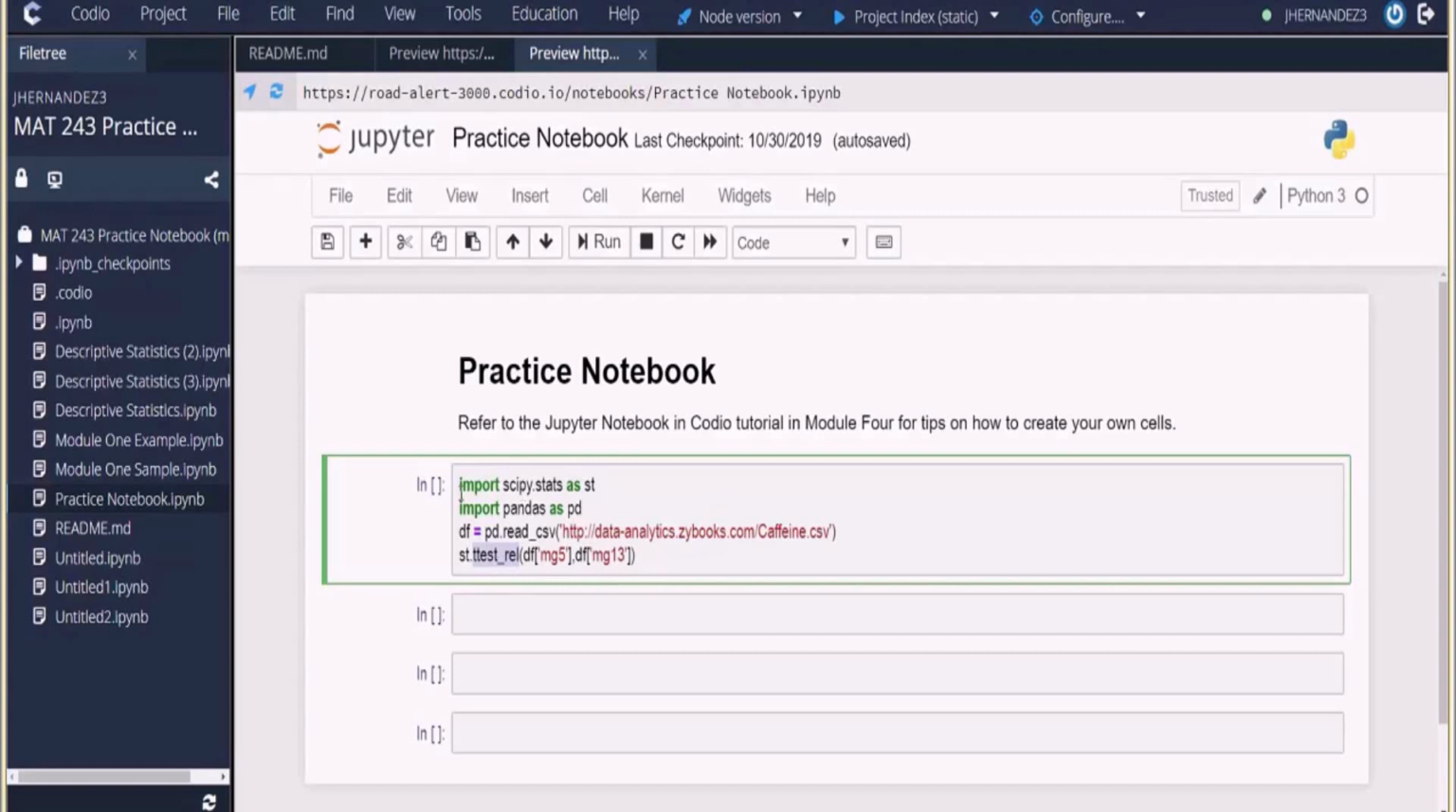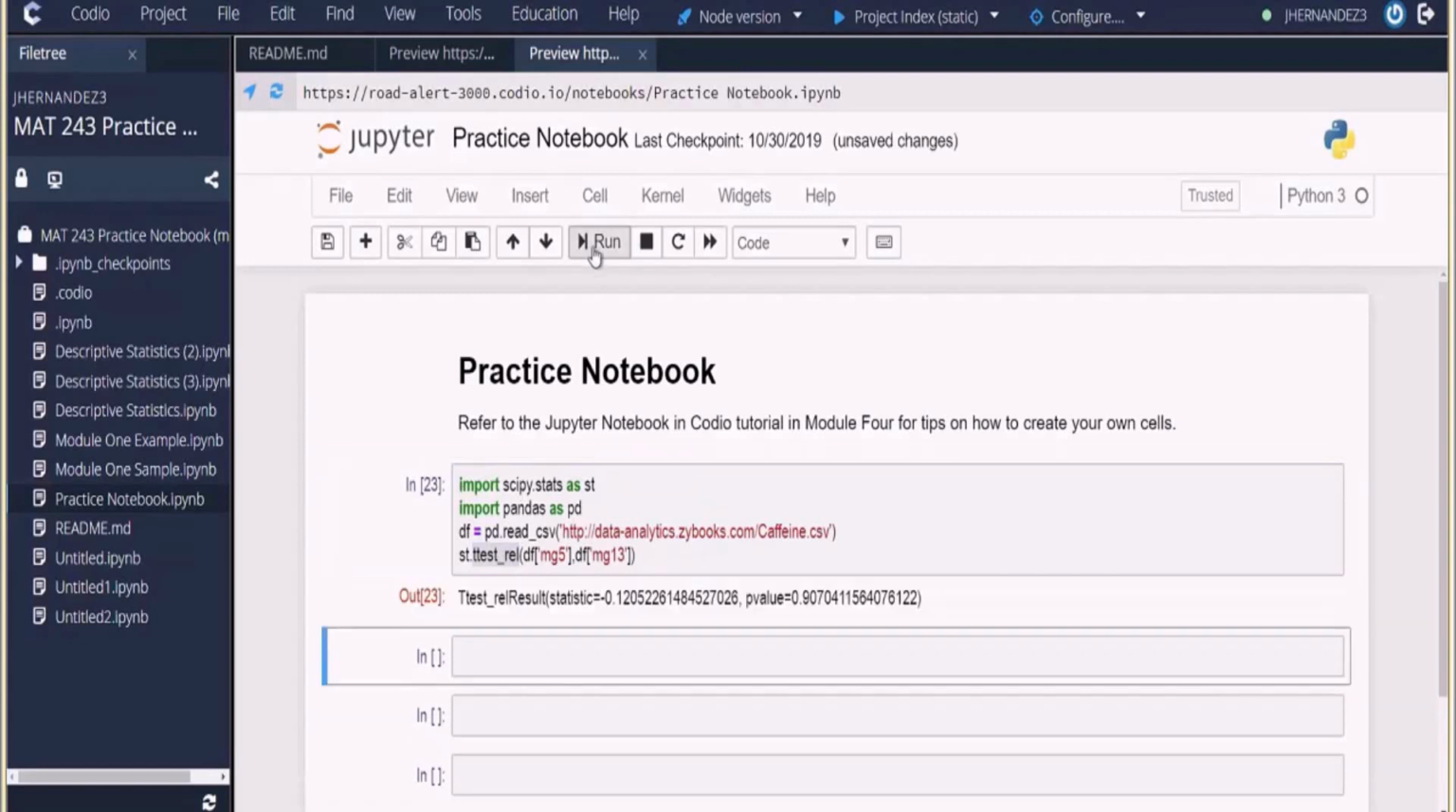So let's run this. Once you run this, you'll see that you'll get a test statistic and a p-value. Now the test statistic is negative 0.12 and the p-value is 0.90.